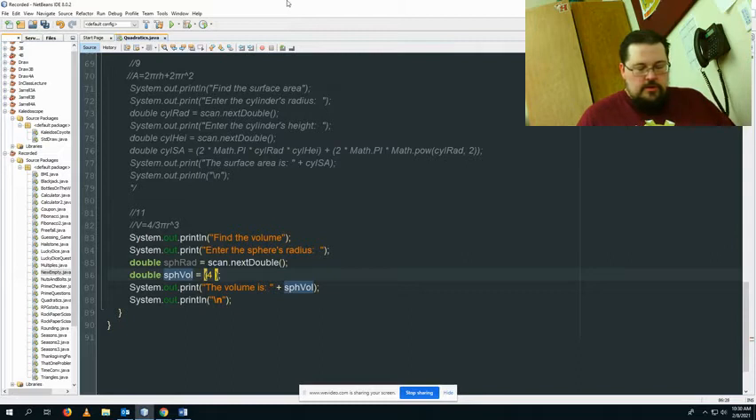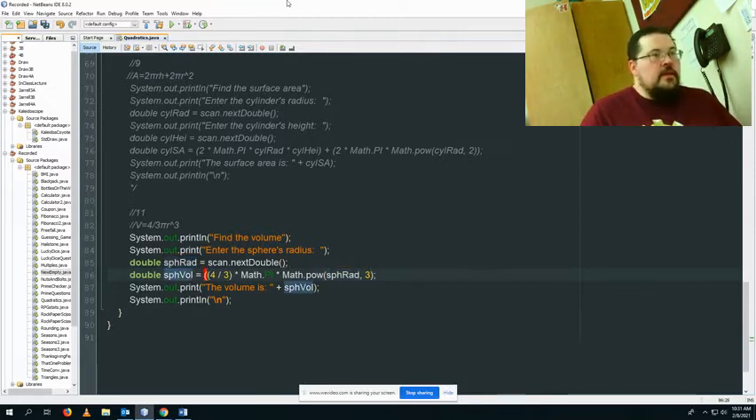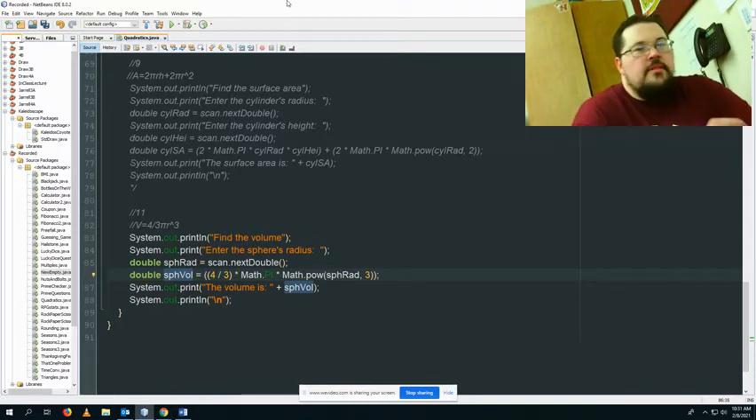So we have 4 divided by 3 as a fraction, so we'll leave that together, times Math.PI times Math.pow, hrad, and 3. Okay, and then I wrap everything in an extra parenthesis, so it's calculated. All right, now here's the thing. This is going to error. Well, it's not going to error. This is going to give you the wrong answer.